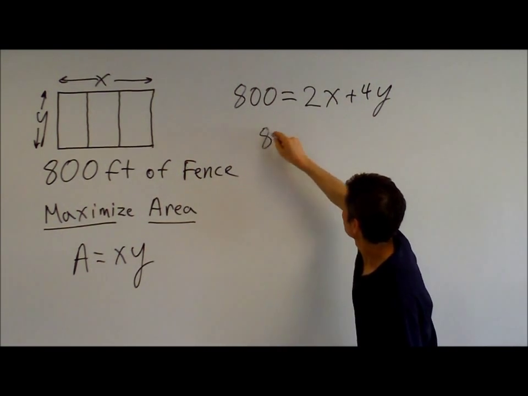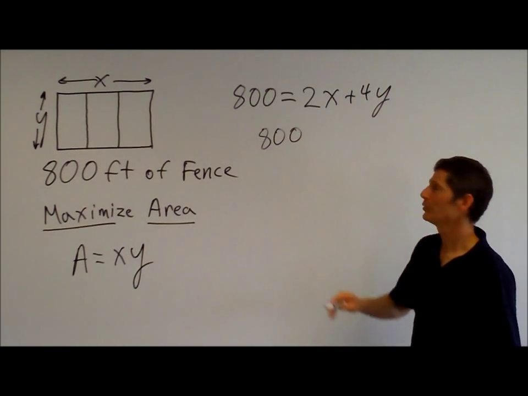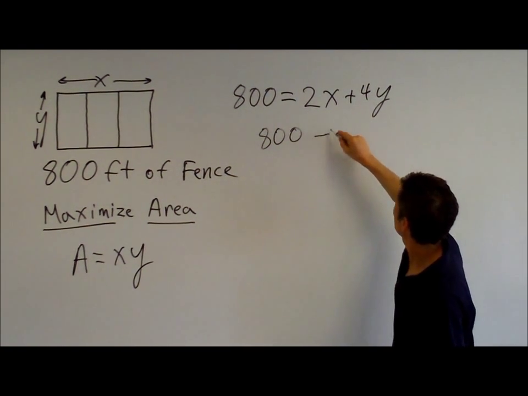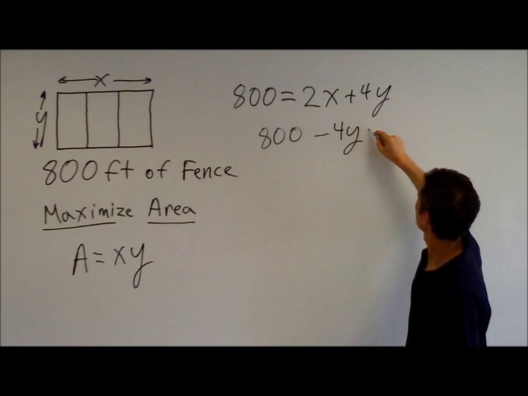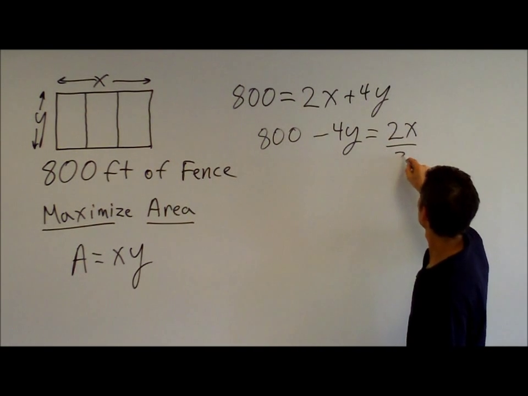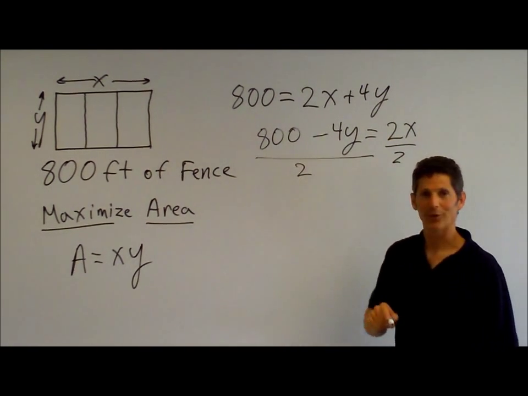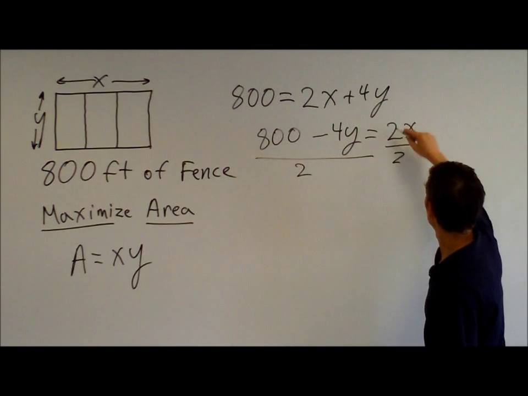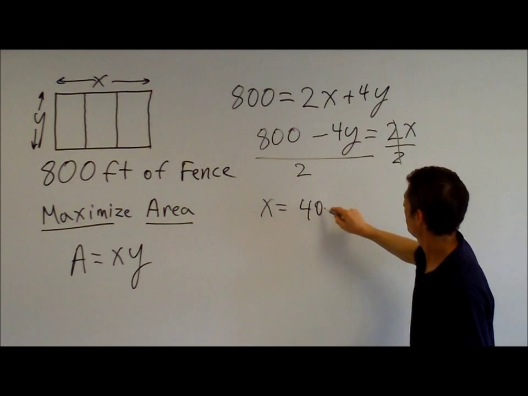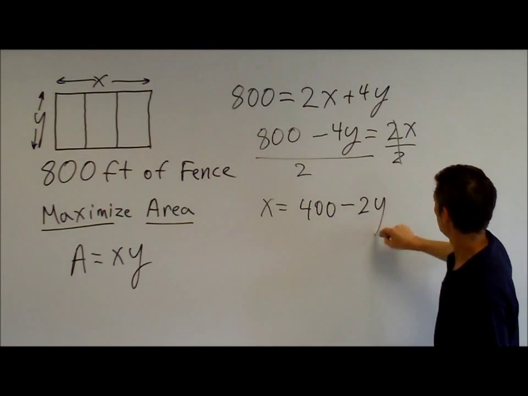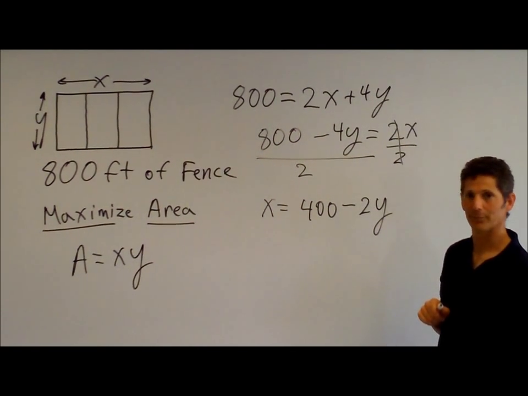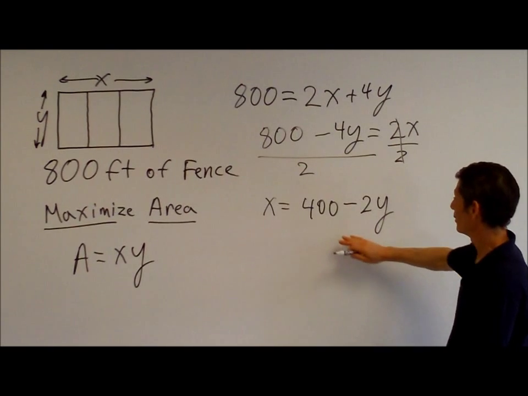You mean you're going to have x in your equation? Oh, I'm sorry. I'm going to get x by itself over here. So I'm going to subtract 4y. That's 2x. I'm going to divide everybody by 2. I did that because I figured everyone would divide nicely by 2. So I have x equals 400 minus 2y. That was a good choice since everything divides nicely by 2. So that's what x equals.